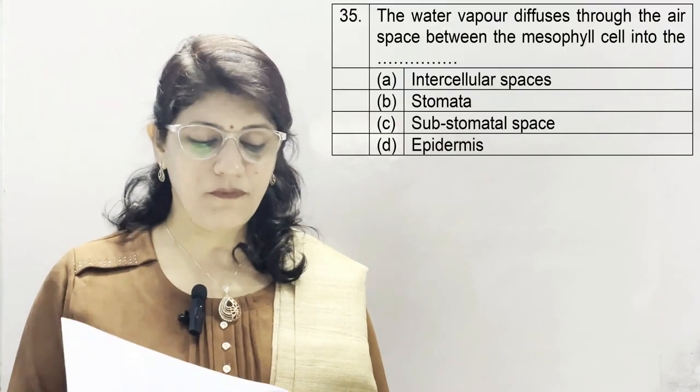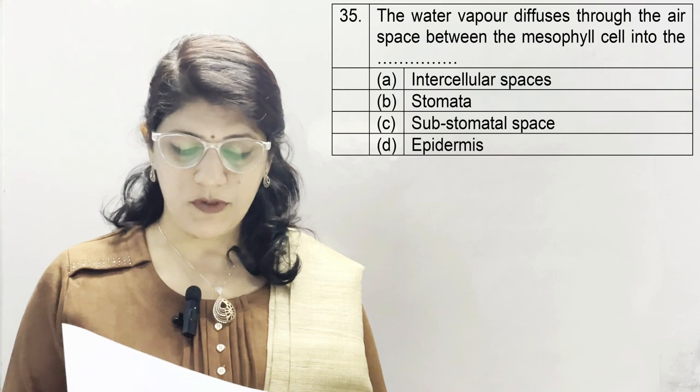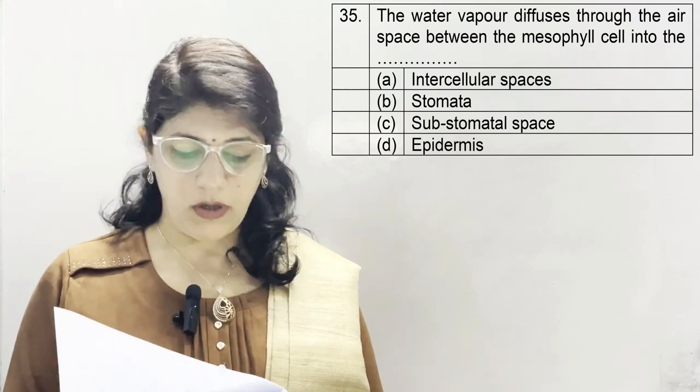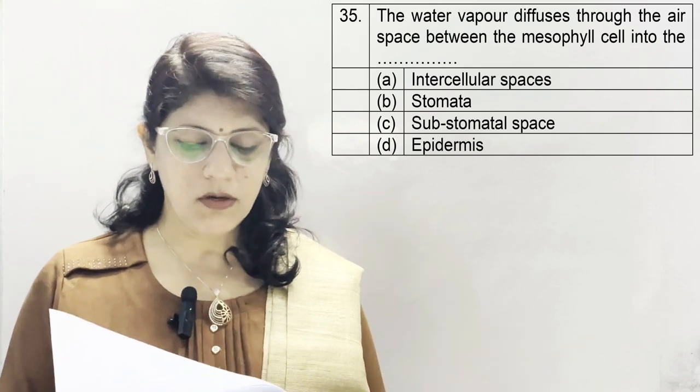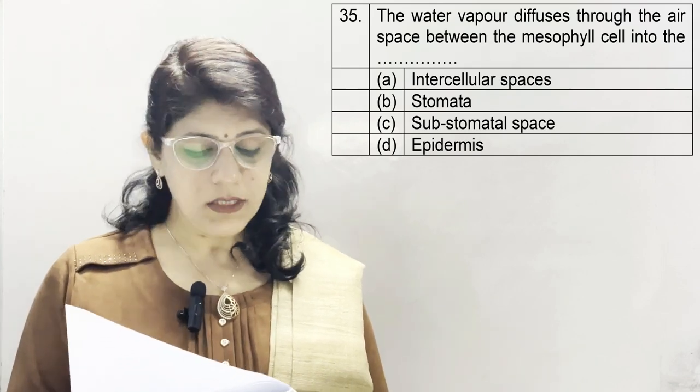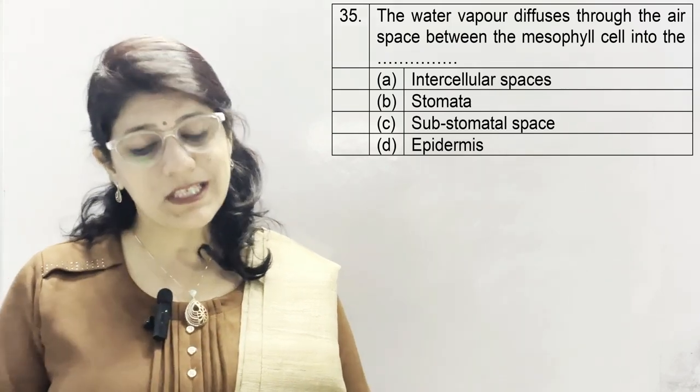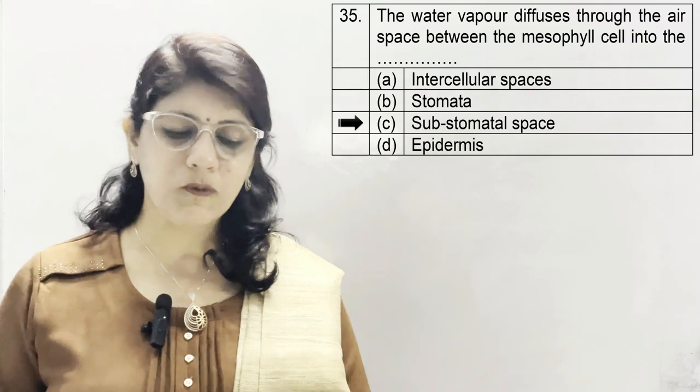In question number 35, the water vapor diffuses through the air space between the mesophyll cells into the A option intercellular spaces, B stomata, C substomatal space and D epidermis, and the correct option is C, which is substomatal space.